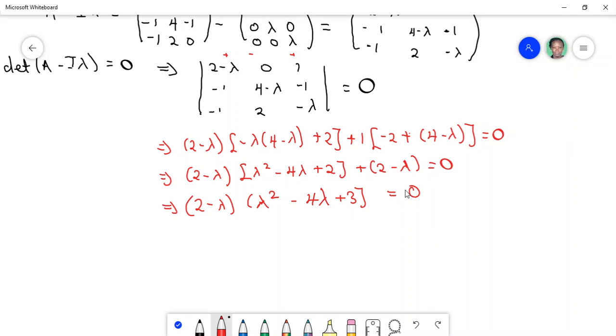So what do I have? You realize that I have, let's say, lambda 1 equal to 1, lambda 2 equal to 2, and lambda 3 equal to 3. Okay, so now let's find the eigenvectors for each corresponding eigenvalue.